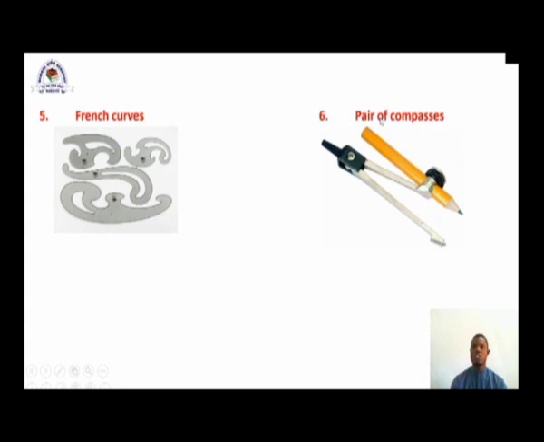The compass consists of two legs, a pointed needle fitted at the lower end of one leg, while the other leg holds the pencil. A life-size compass can draw a circle up to 120 mm diameter in either clockwise or anti-clockwise direction. We have the divider here, which also has two legs with needles fitted at both ends.